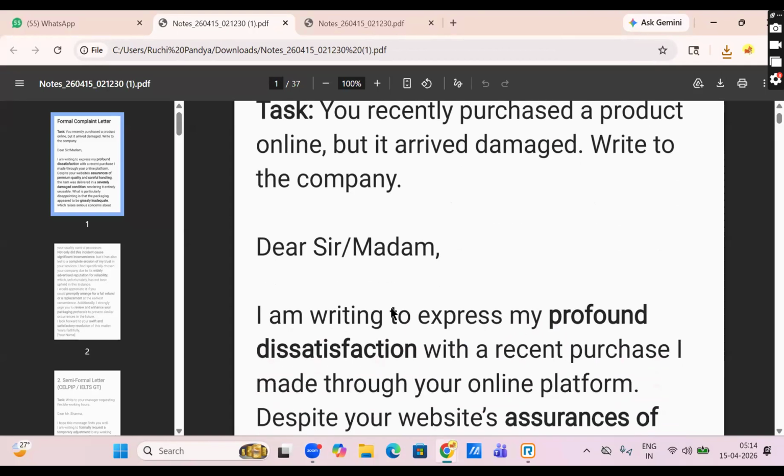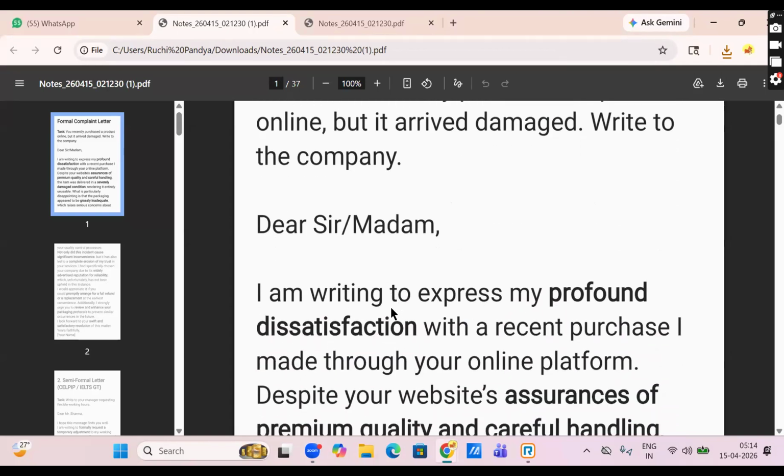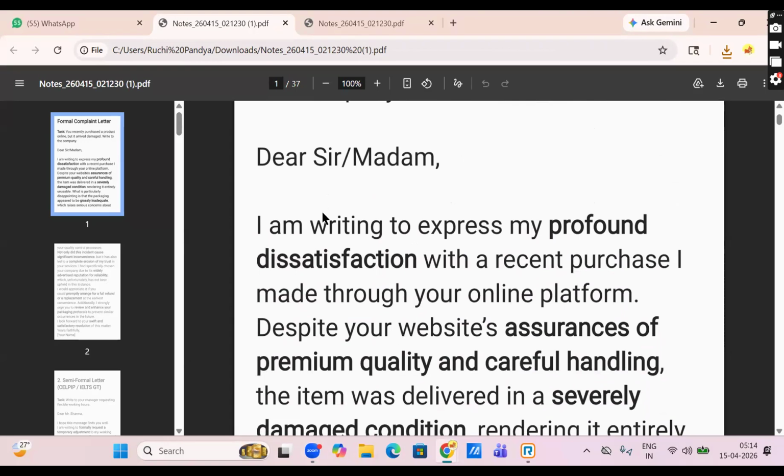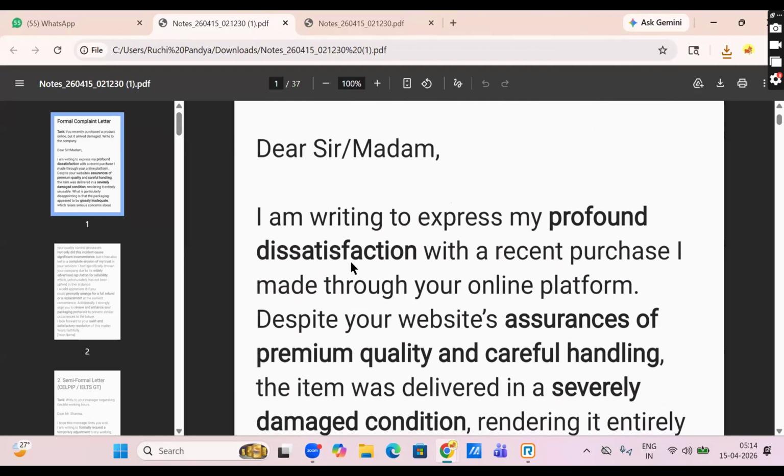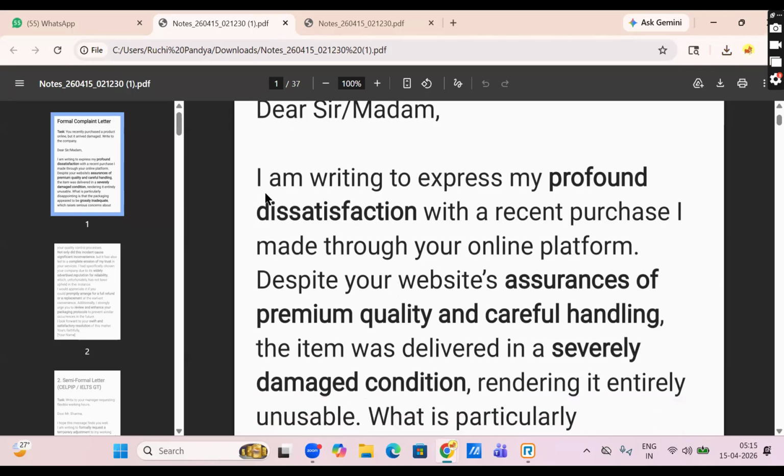I start off here, dear sir, madam. Right at the beginning of your letter, make the purpose, the intent behind writing the letter very, very clear. Treat this like the subject line of your email. When I read the first line, I should know what you are writing to me about. I should be able to decide, is this important enough for me to read immediately, or can I store it away for later?